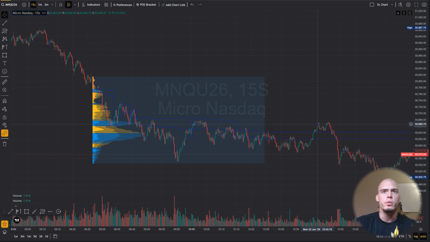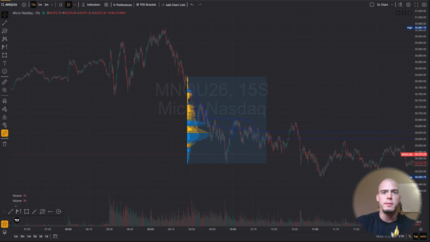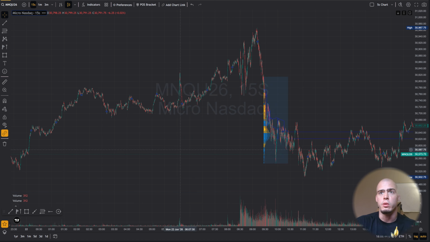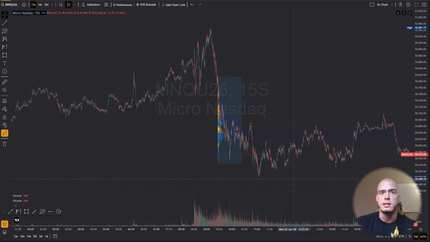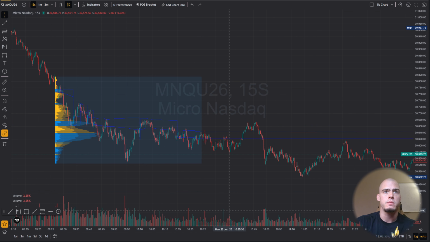Either way, when you have a textbook setup like this that fails, so this comes up here and you see this attempt here, this is a clear as day textbook setup where we have reclaimed value and we have a 15-second delta inversion. Then it breaks. Huge, critical failure, and the market stays below that. It doesn't necessarily mean that this support over here is going to break, and you can see that it doesn't.